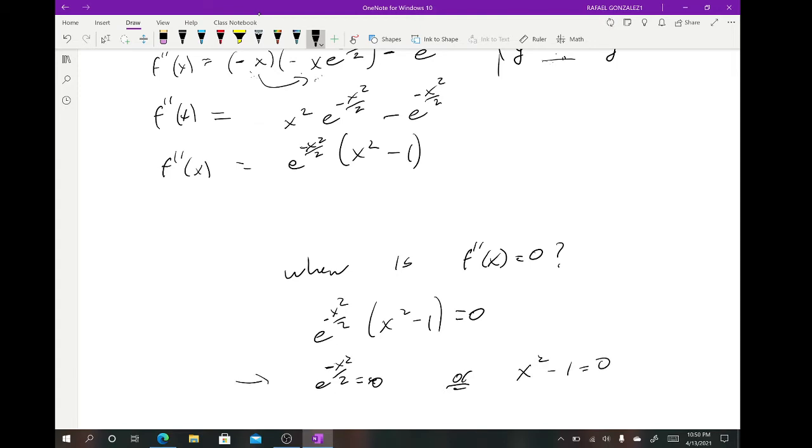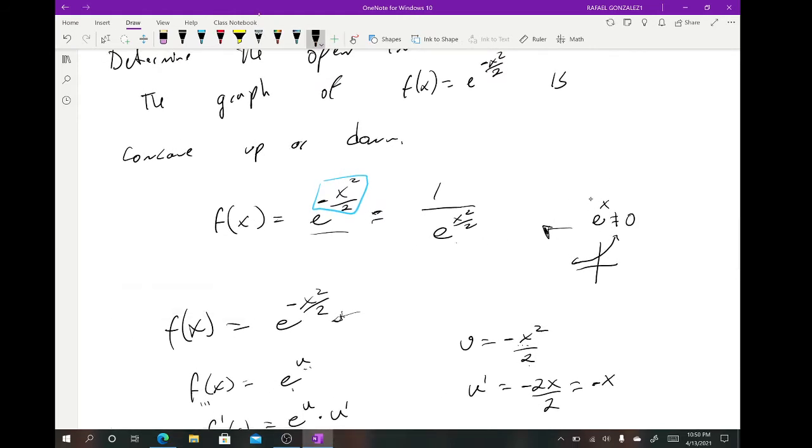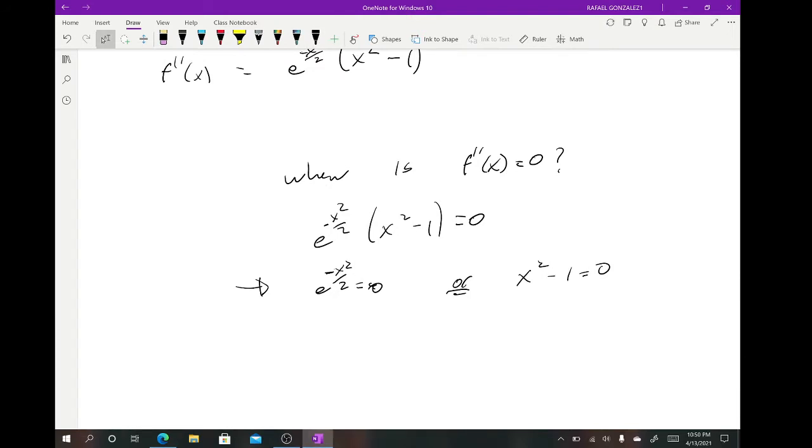But we already know from the first step, when we found out that this was continuous everywhere, that this is never equal to 0 because we had that horizontal asymptote. So we only need to worry about this right side. If you add 1 on both sides, you get x squared equals 1. So x is equal to plus or minus 1 when you take the plus or minus square root. So now we know that when x is equal to plus or minus 1, the second derivative is equal to 0, and that's our critical value.